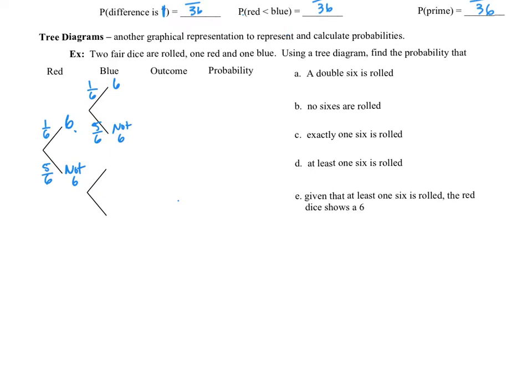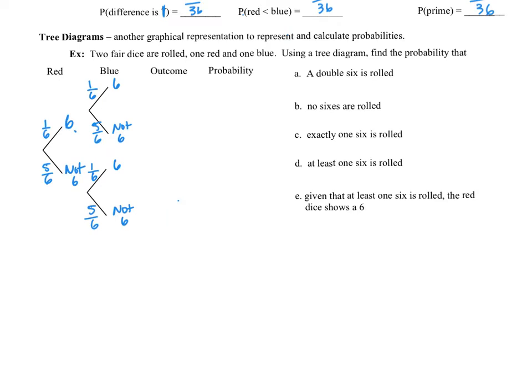And then to finish off our tree, if we roll something that's not a 6 on the red dice, then the blue dice could either be a 6 or not a 6. Again, the probability of getting the 6 on the blue dice is 1/6, and the probability of not getting a 6 on the blue dice is 5 out of 6. Okay, so now let's go ahead and list all of our possible outcomes.